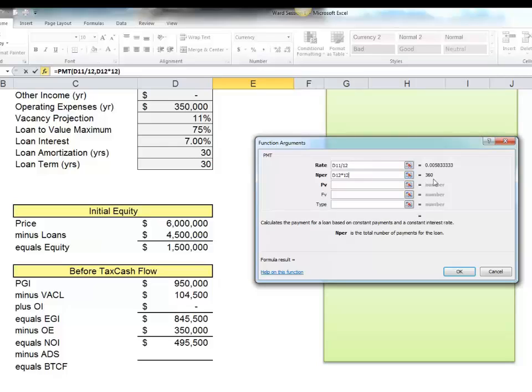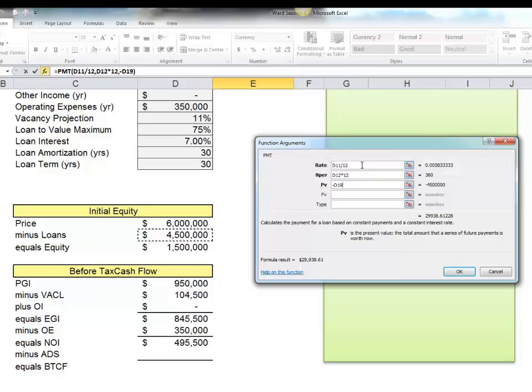Present value is our loan amount. I'm going to make it negative so I get a positive result. I just like a positive result. And there we're going to have our monthly debt service of $29,938. Now notice, you have to maintain consistency between N and I.